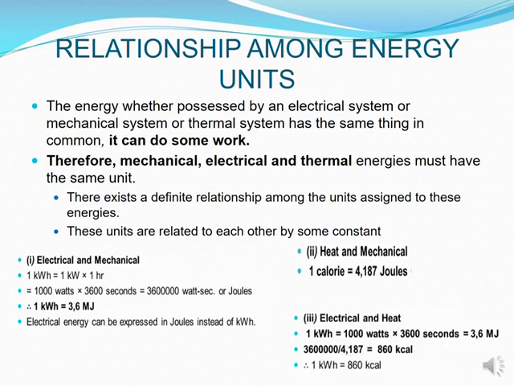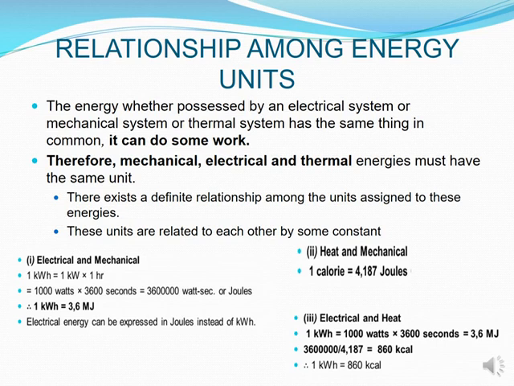And then for your electrical and heat, you've got the 1 kilowatt hour, which is equal to 1,000 watts multiplied by 3,600 seconds, the 3.6 megajoules. And then if we take that and we divide by the 4.187, which is your heat and mechanical, you would get the 860 kilocalories. So 1 kilowatt hour, when we're looking between electrical and heat, will be equivalent to 860 kilocalories.